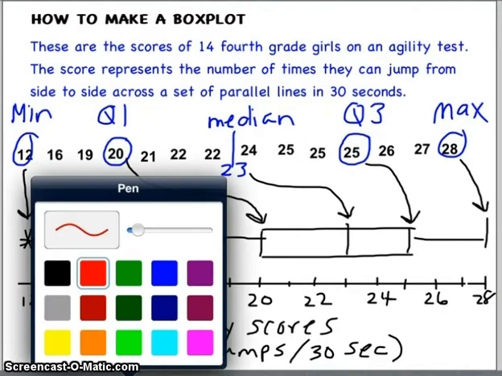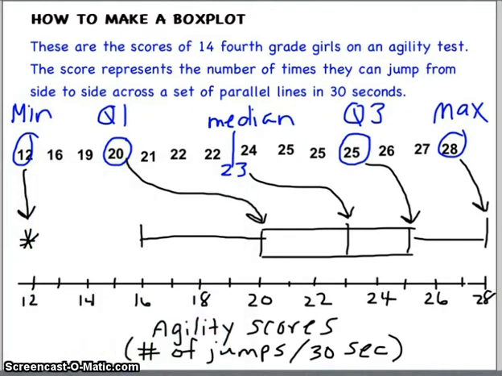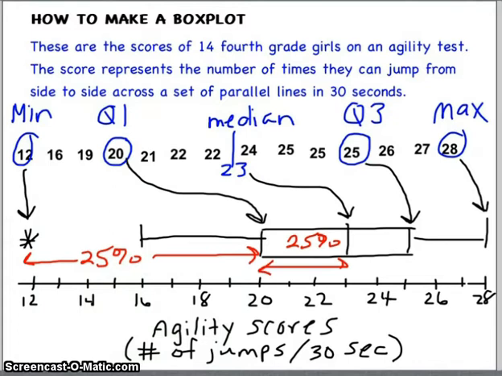So I'm going to use some red here to have a different color. 25% of the data is between 12 jumps and 20 jumps. 25% of the data is between 20 jumps and 23 jumps. Another 25% of the data is between 23 jumps and 25 jumps, and the upper 25% of the data is between 25 jumps and 28 jumps.